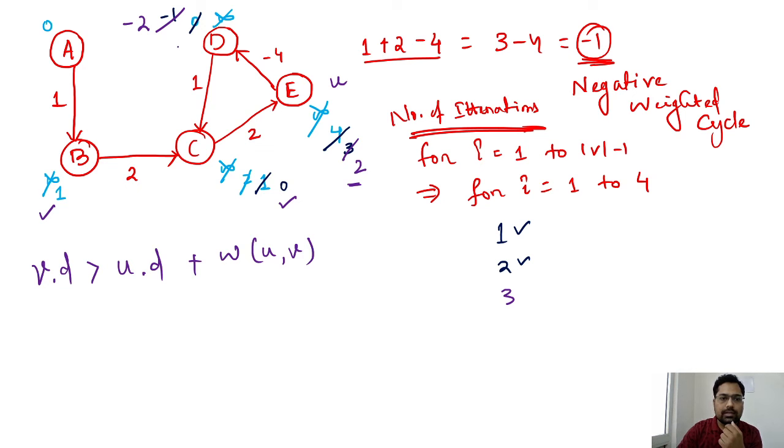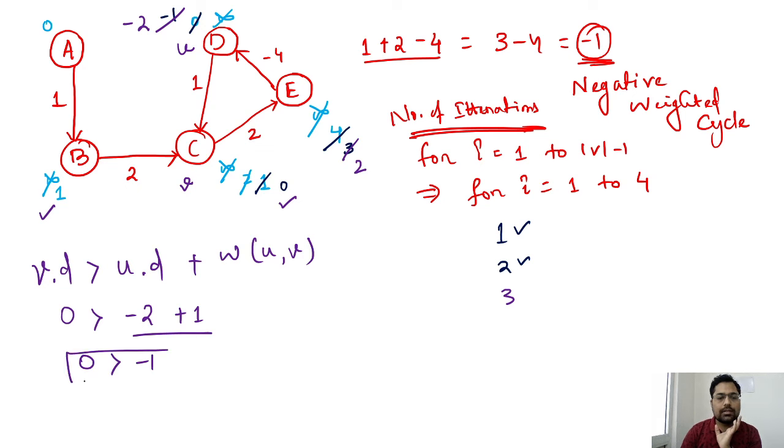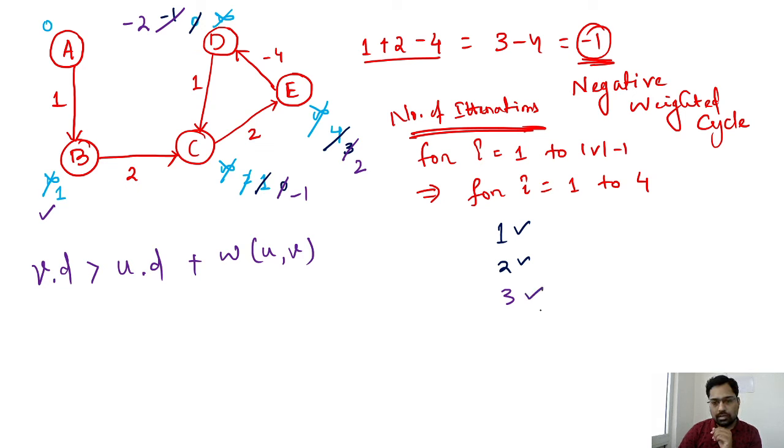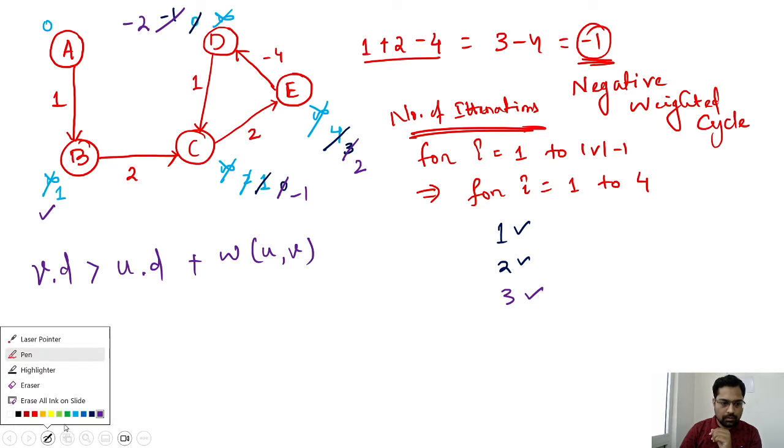Now instead of V, this is considered as U, and this is considered as V. So in this case, DV is considered 0. Here it was 2 plus 1. So we know 0 is greater than minus 1, so you should change the value from 0 to minus 1 here. This is how we updated the value and completed the third iteration. Now we should run the fourth iteration.